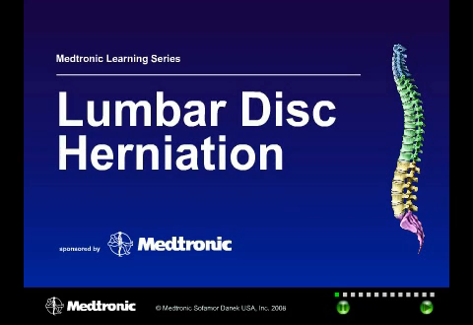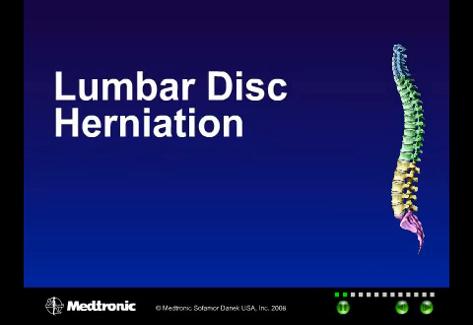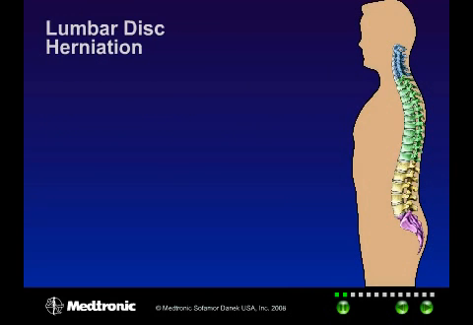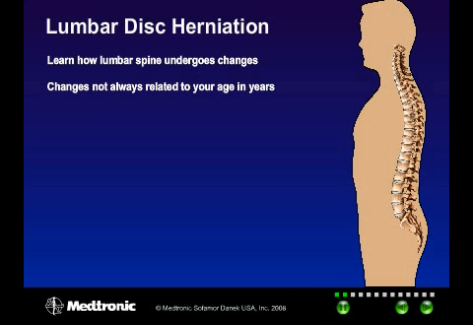This is the lumbar disc herniation module. In this module, you will learn about how the lumbar spine undergoes changes during the normal process of tissue aging. These changes are not always related to your age in years. This process can allow for the nucleus of the intervertebral disc to herniate, resulting in sciatica.